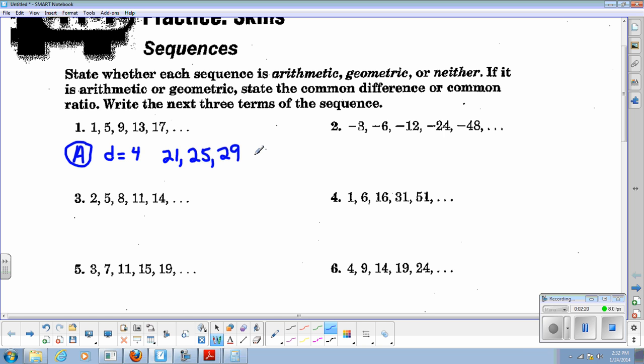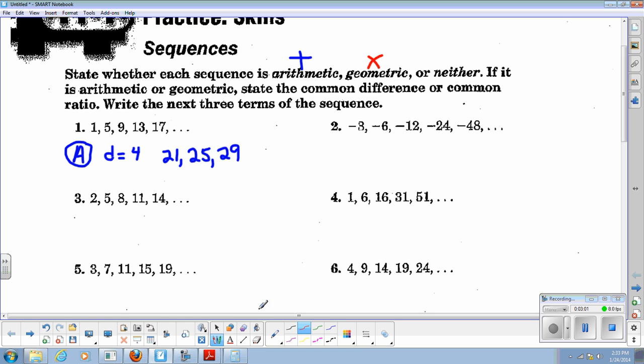Next, let's look at a geometric. Geometric, again, is multiplying. With arithmetic, we were always adding the same amount. With geometric, you are always multiplying by the same amount. And I know, because I've looked at the sheet already, that number 2 is a geometric one. How do I know that? Well, I look from negative 3 to negative 6, that's a subtraction of 3. And to go from negative 6 to negative 12, that's a bigger difference. If I do negative 12 minus negative 6, I get negative 6. So that right away tells me it's not arithmetic. However, it does look like these numbers are doubling. So let's take a look.